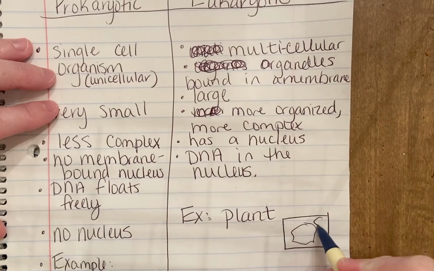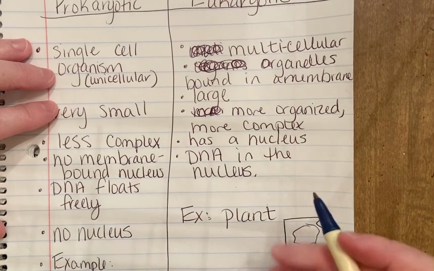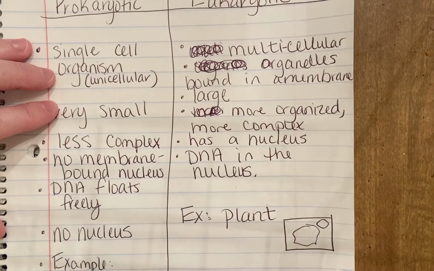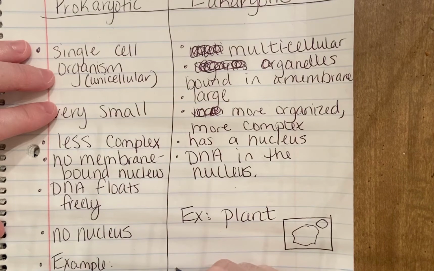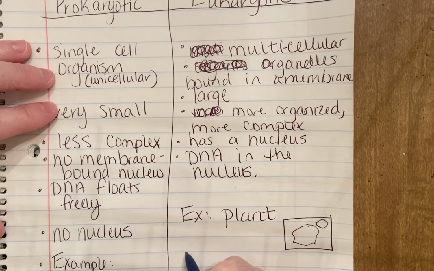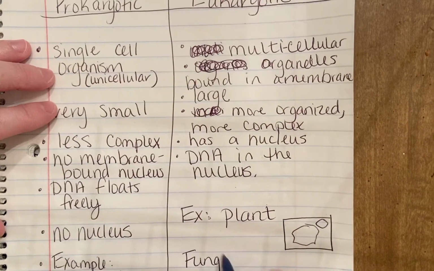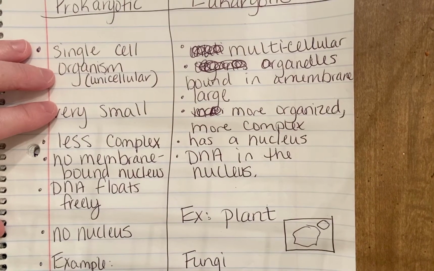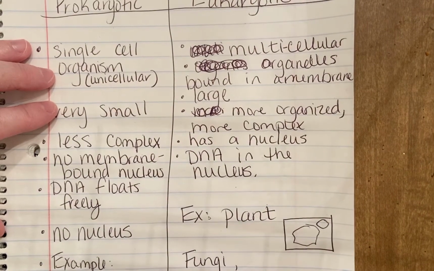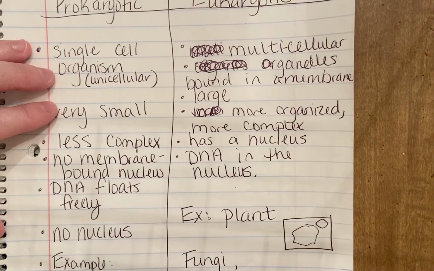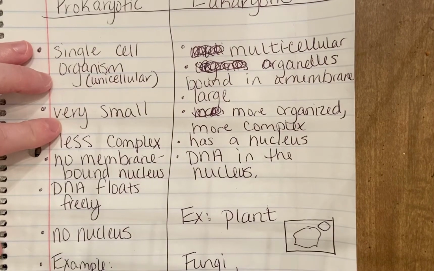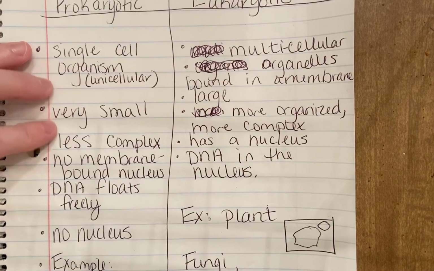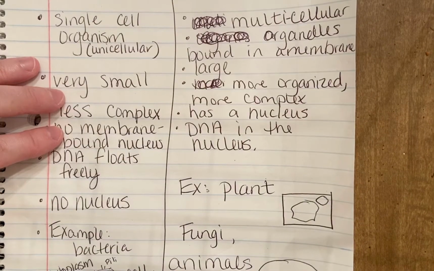Remember, DNA is stored in the nucleus. I'm not going to label this because you're going to label a plant cell later. That's what a plant cell looks like. It's square, and it has a cell wall. All right, so fungi are eukaryotic cells, and animals. Now when I see an animal cell, they are round. Don't forget that.